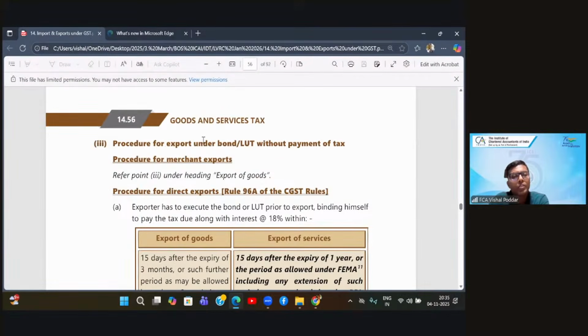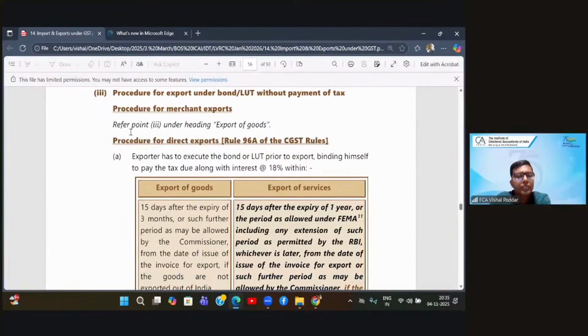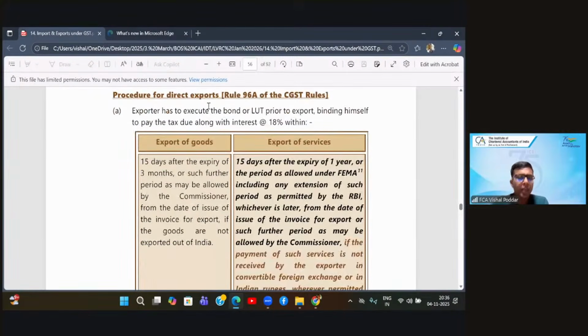Now, procedure for export under bond or LUT without payment of tax. Procedure for merchant export, we have already discussed above. Procedure for direct export: Rule 96A of the CGST Rules. Now, when I'm exporting goods or services, Rule 96A provides that I should execute a bond or LUT prior to the export.